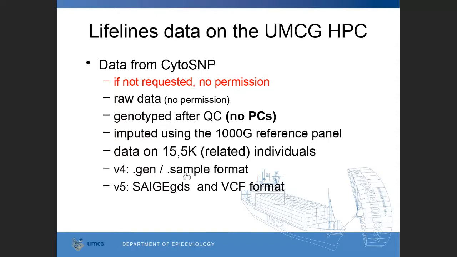The first 13,500 were to be independent, but then with the LifeLines Deep, related individuals were added. So these data also cannot be analyzed just by, let's say, linear regression. Therefore, the first release of the CytoSNP data was only in this gen format, which can be handled with, for instance, Plink or SNPTEST. But as I said, it also contains related data.